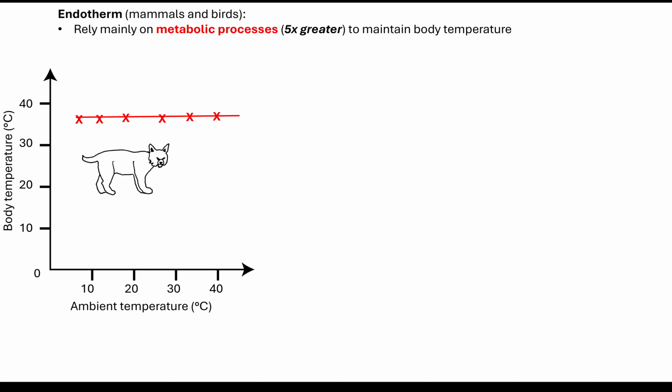So our endotherms then are our mammals and our birds. Now, they rely mainly on the metabolic processes that occur inside the body. That's why they're called endotherms. So therefore, they are using the metabolic processes 5 times greater than an ectotherm. And they're maintaining their body temperature at a constant level. They can survive in a wide range of environments because they are able to use physiological processes. So there are some behavioural responses that you need to know when it comes to an endotherm.